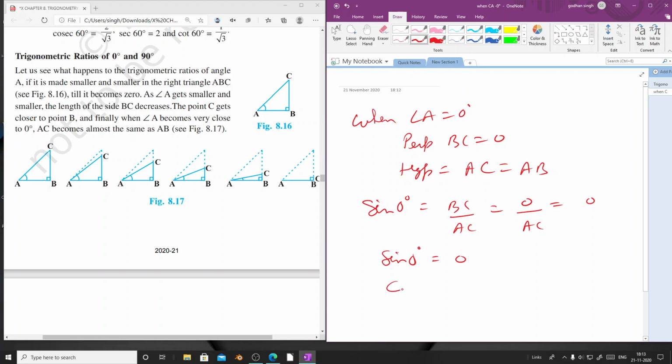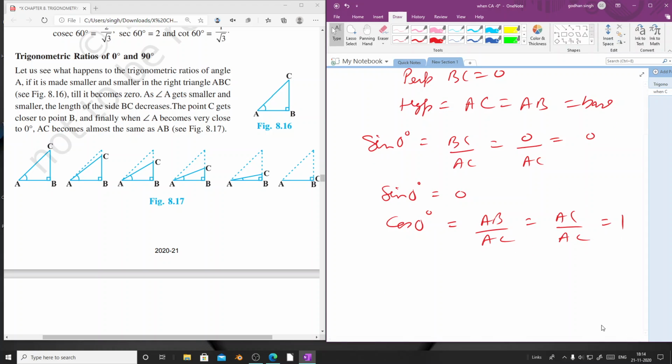So sine 0 degree is 0. And let us find the value of cos 0 degree. Cos is defined as base over hypotenuse. So what is base in this case? That is AB. What is the hypotenuse? AC. But here we have already got that when angle A is becoming 0 degree, the hypotenuse and this base both are becoming equal. So in this case we can replace AB with AC. So we are getting AC over AC equal to 1. So therefore cos 0 degree equals 1.